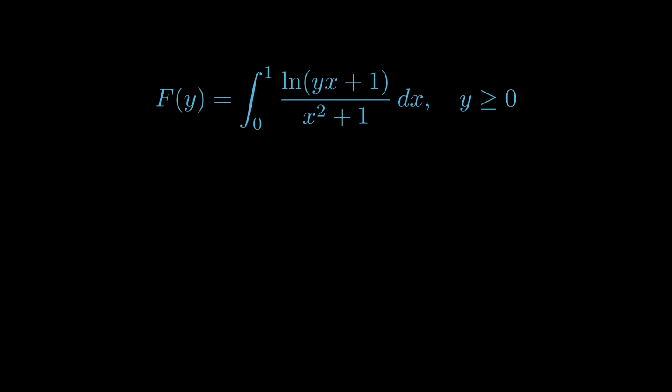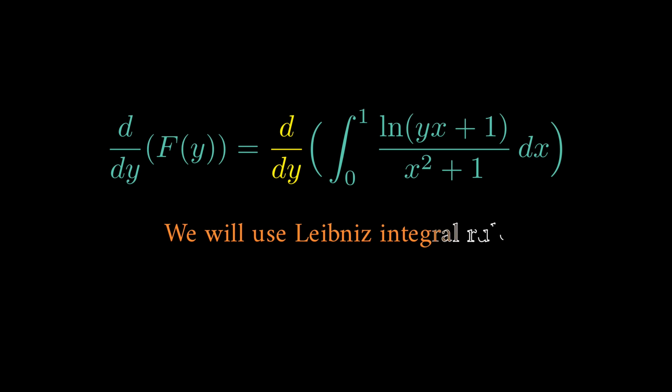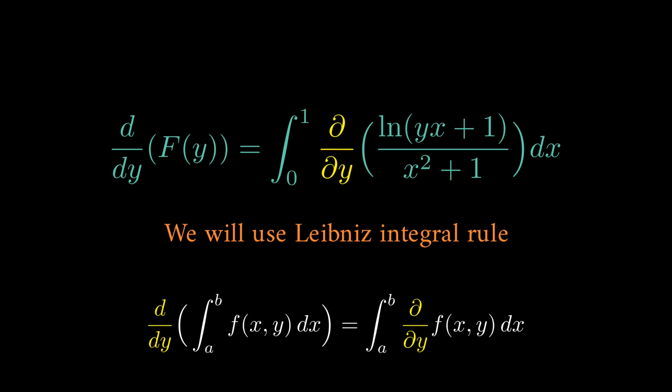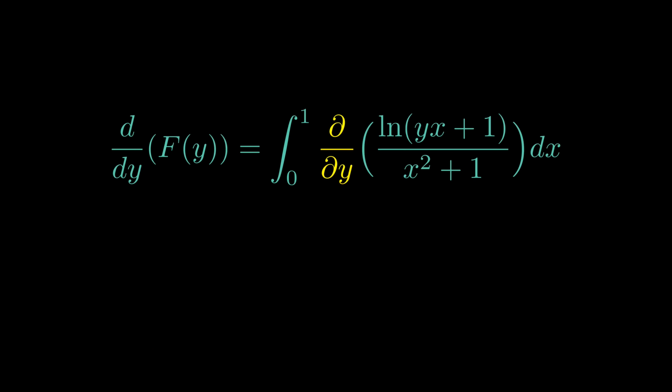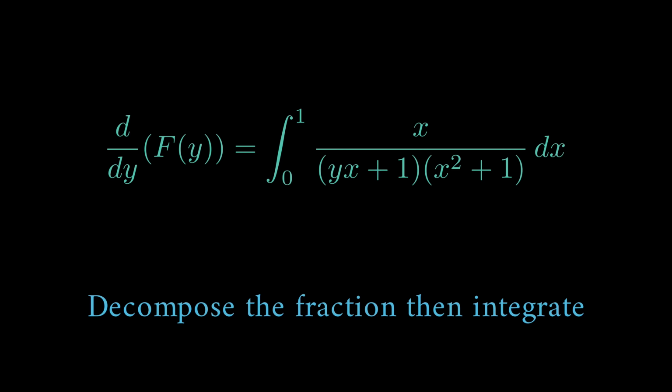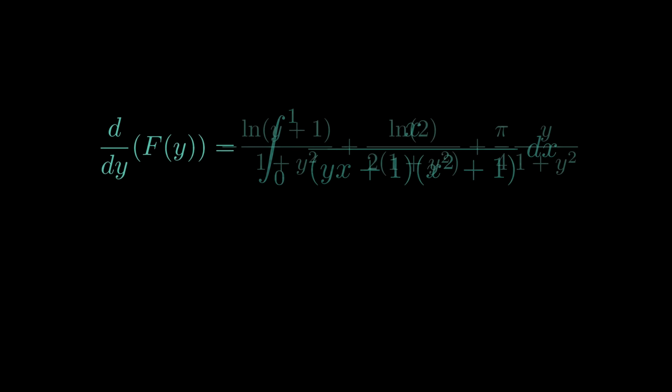Now, for the right-hand side, we will use the Leibniz rule, which is the essence of Feynman's trick, which says essentially that we can interchange the derivative and the integral signs under some conditions. Applying that to our function, we get the following. This is an easier integral because we can clearly use partial fractions, then integrate, and we get the following.